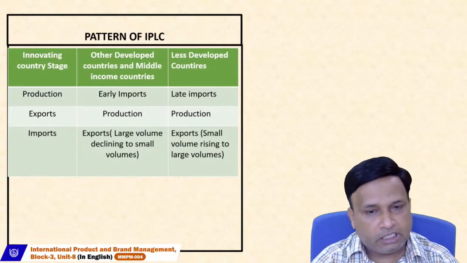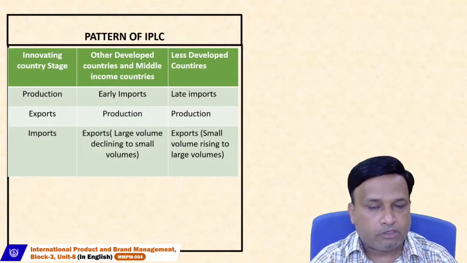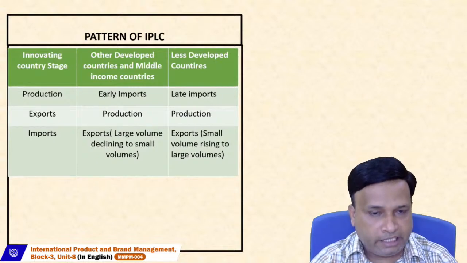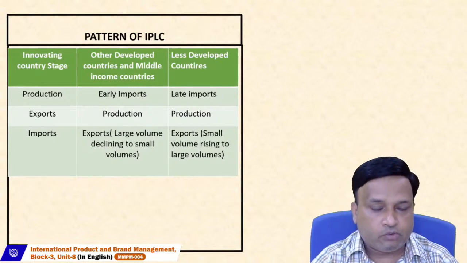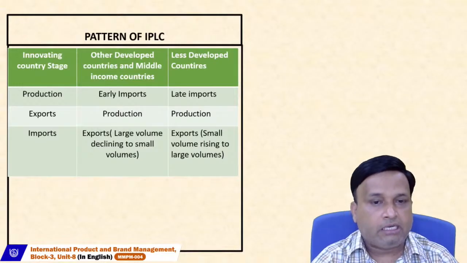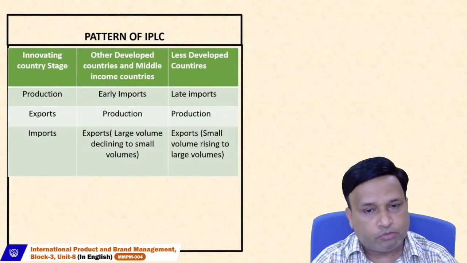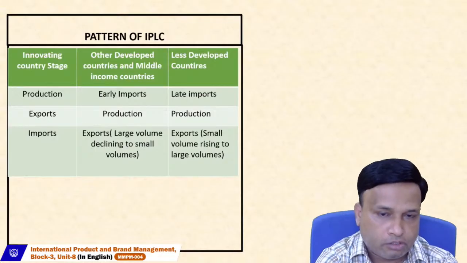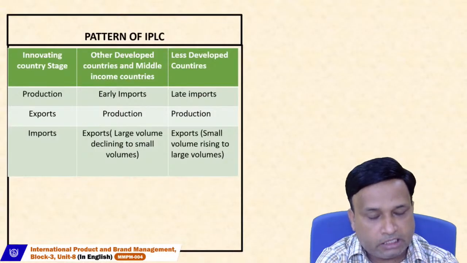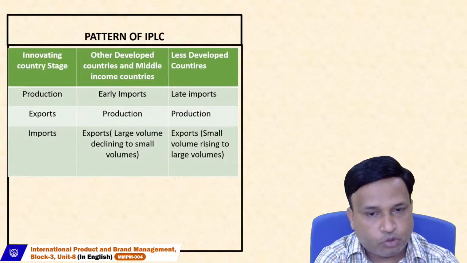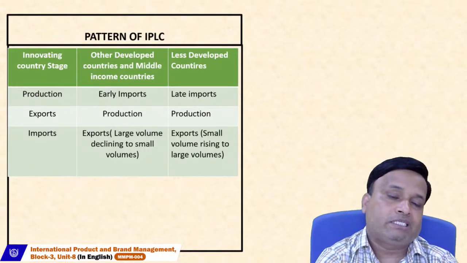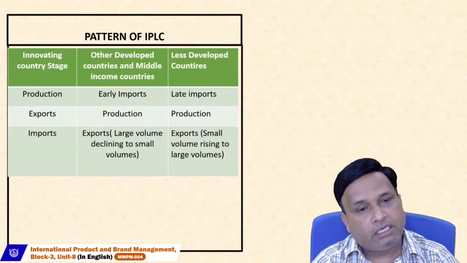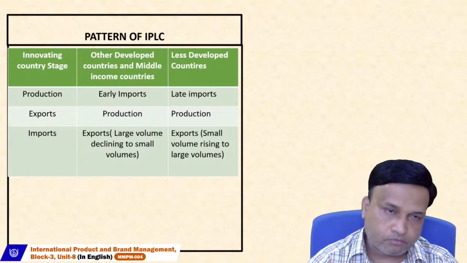So once less developed countries accept the product, the technology becomes generic, and the product becomes generic. That is why there is huge production in the developing countries. When there is a rising volume of the product in the less developed countries, they start producing and achieve economies of scale. Once they achieve economies of scale, they start exporting the product to the developed countries.